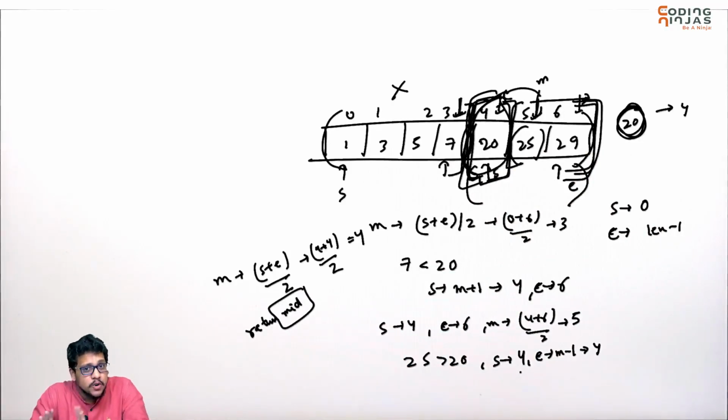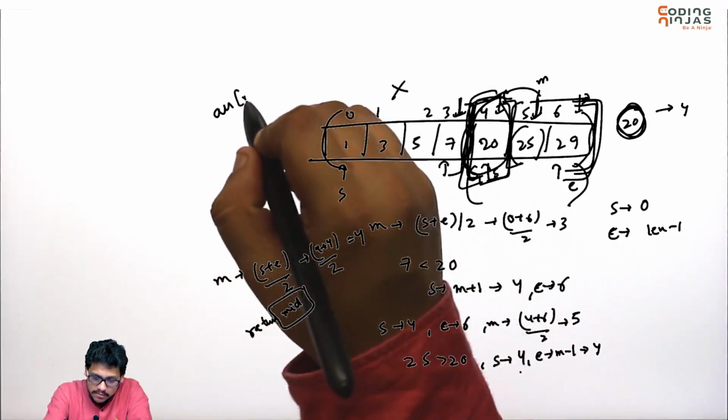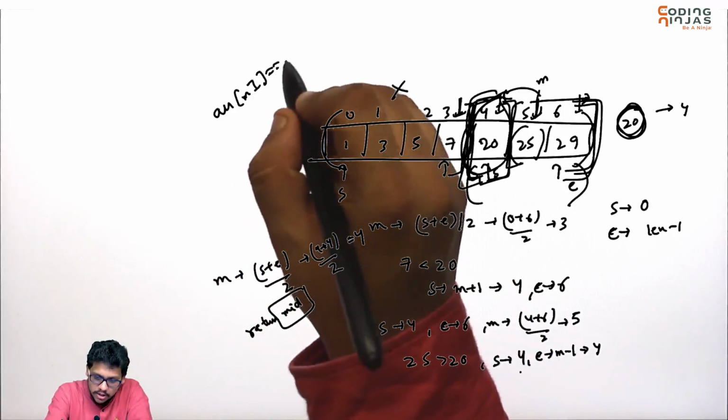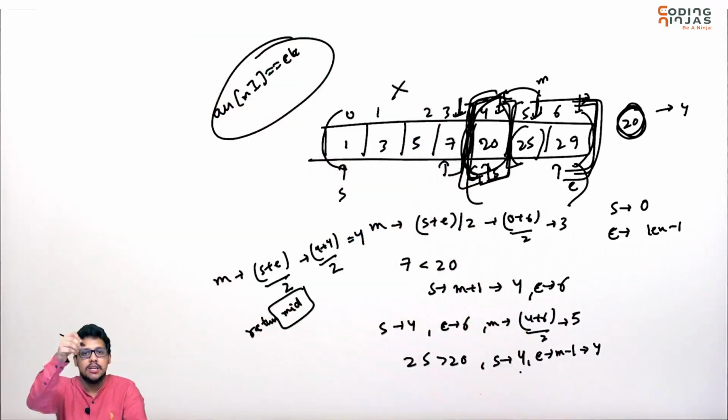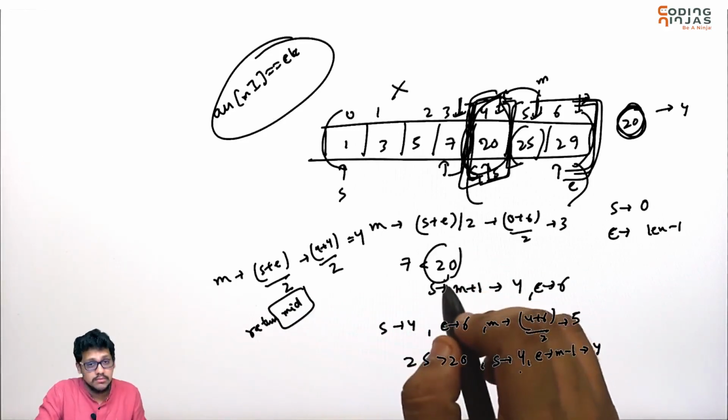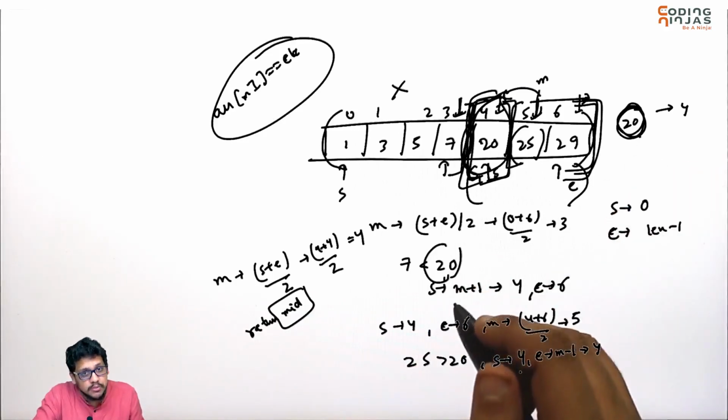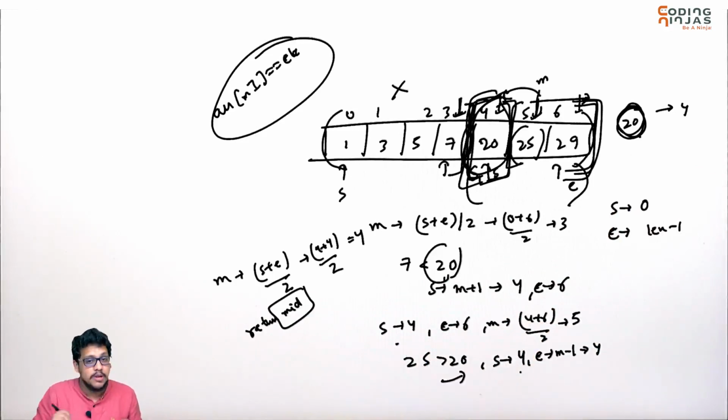At whichever point you are able to find the element, if at any point of time the array at mid index becomes equal to that element, you can just return that mid index. No need to go further, you can just return from there. If the element is lesser than the element you need to search, you will do something. If the element is greater than the element you want to search, you will do something. If the element is equal to the element you want to search, you have your answer, just return that mid index.